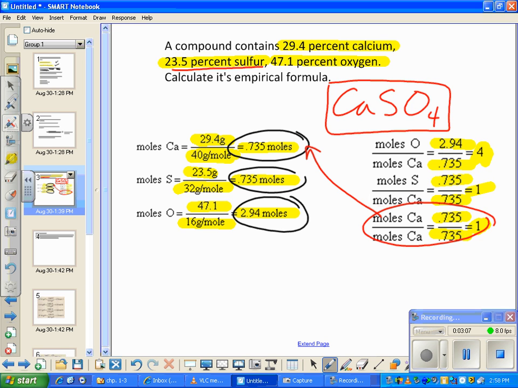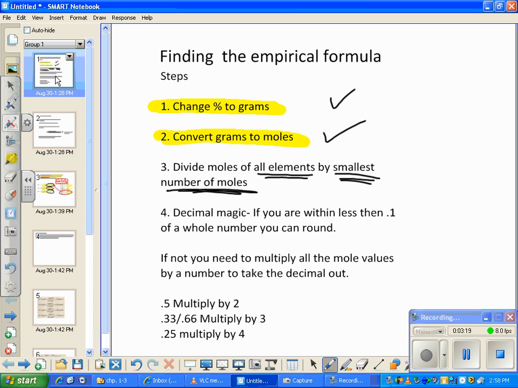The definition of an empirical formula is the lowest whole number ratio of elements in an ionic compound. That's what an empirical formula is, so we find them in ionic compounds. Very simple steps. The last step is only required if you're left over with a non-whole number. If you are within less than 0.1 of a whole number, like 4, 3, or 2, you can round it. You're allowed to round.